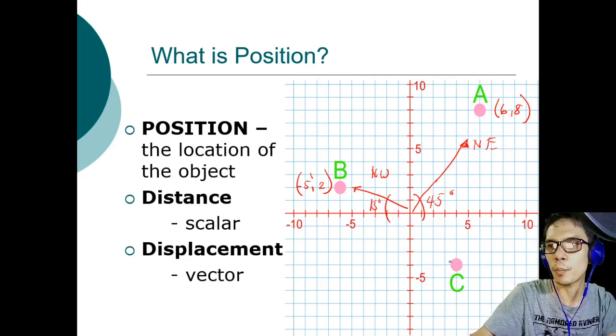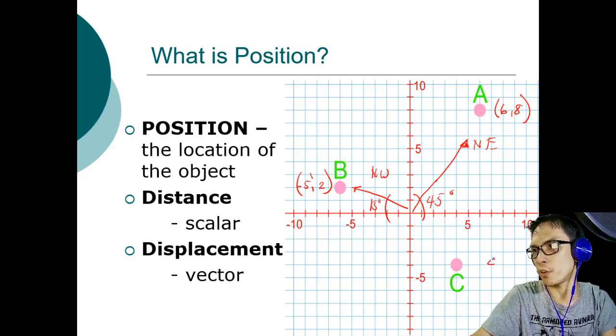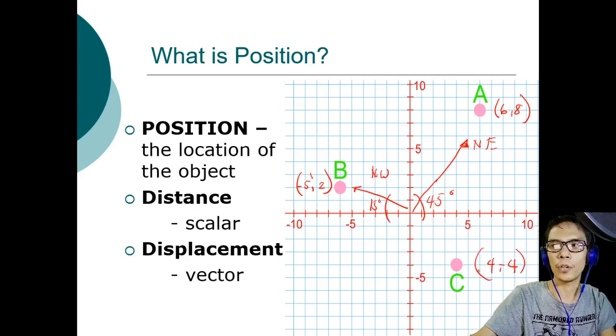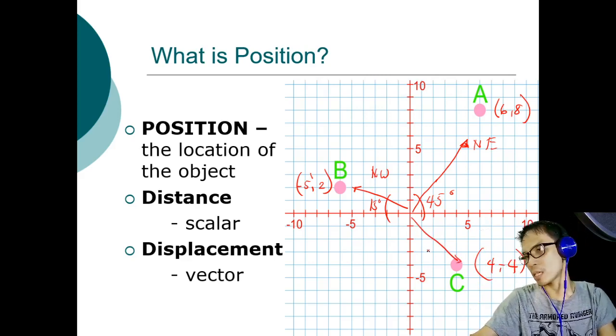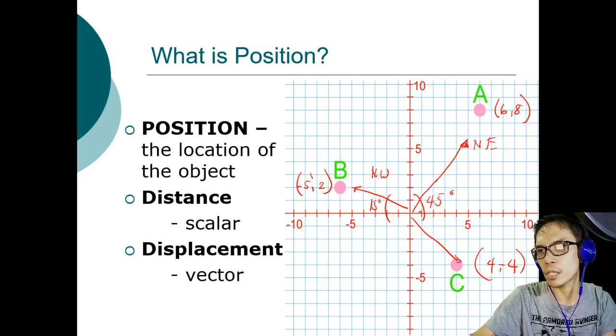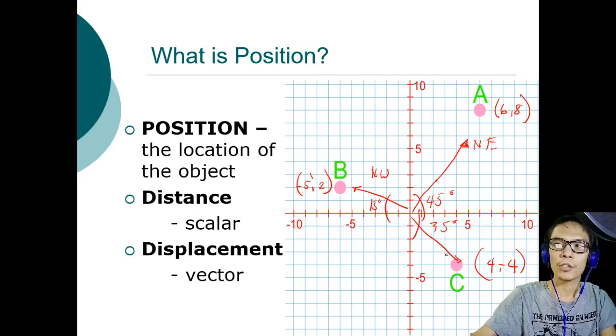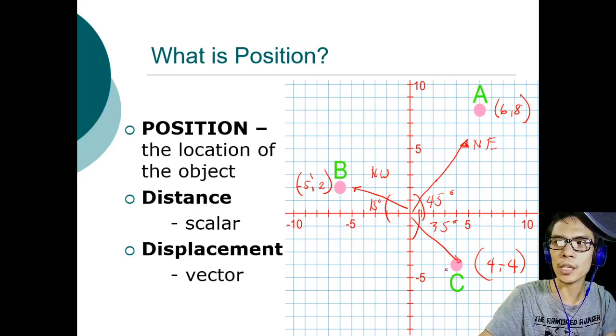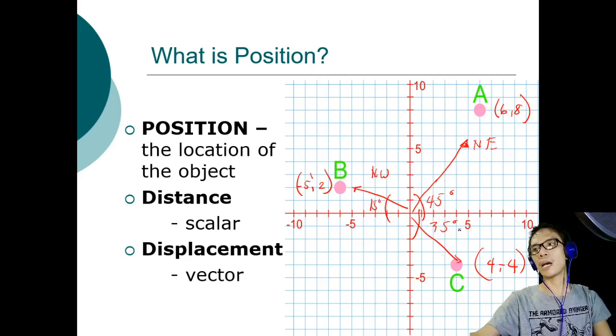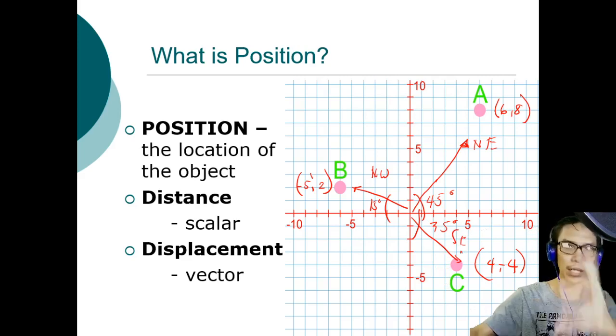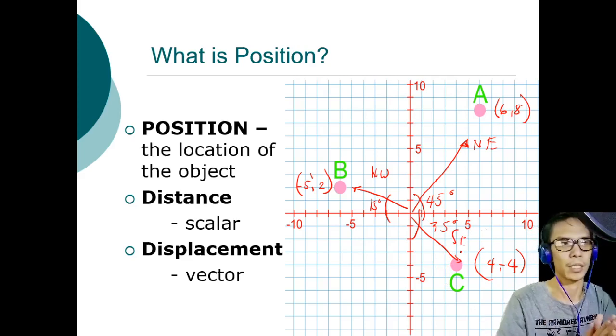Now let's have the point C. The point C is 4, -4. So this is the distance, and the direction of this point C is southeast. Let's put some angle here, for example, 35 degrees. So the location of point C is 35 degrees southeast. So that is displacement and distance.